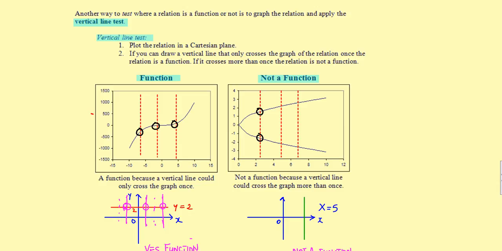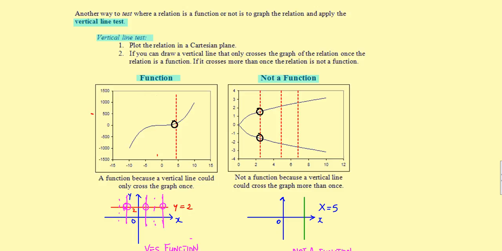One way that we can test whether a relation is a function: any ordered pairs, any coordinates are considered relations, but not all coordinates are considered functions. So keep that in mind. What we can do is what is called the vertical line test. What the vertical line test shows us is that for every value of x, there can be only one value of y that goes with it.